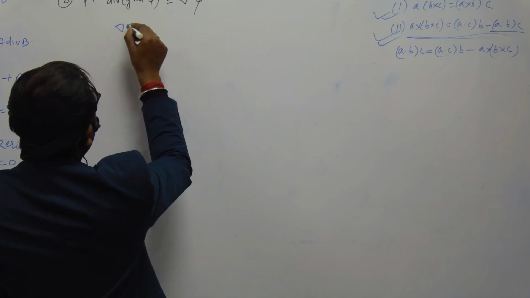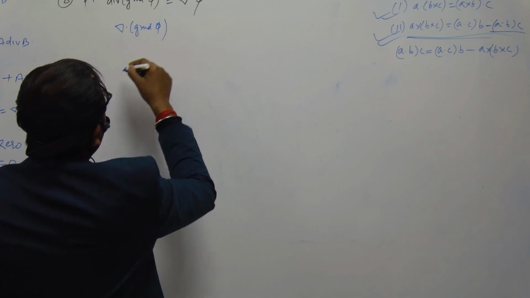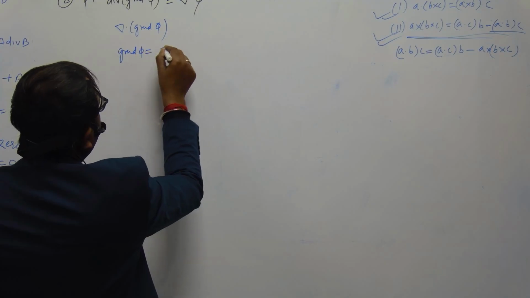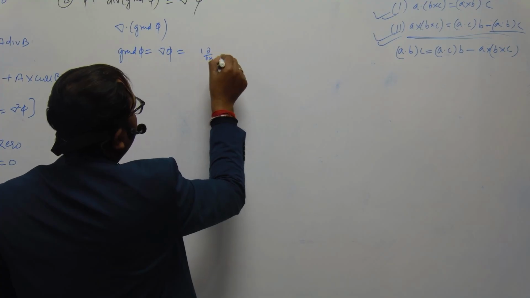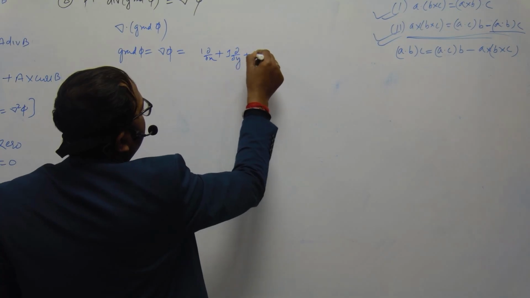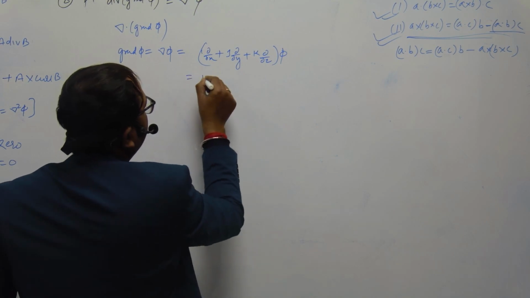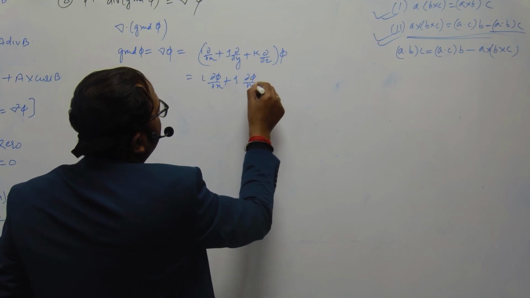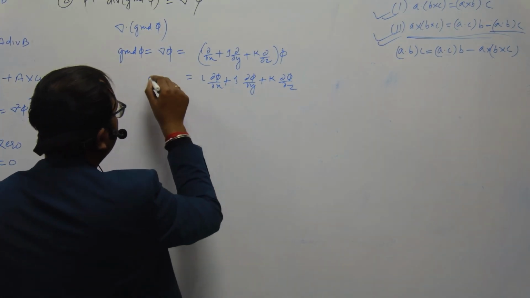This is equal to del dot gradient of phi. So we have gradient of phi is equal to del phi. So this is equal to i del upon del x plus j del upon del y plus k del upon del z, the vector differential operator, acting on phi. So this is equal to i del phi upon del x plus j del phi upon del y plus k del phi upon del z. This is nothing but gradient of phi.